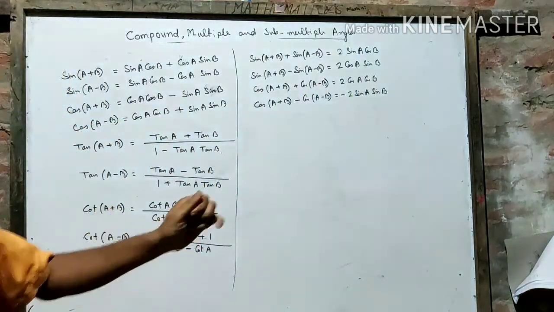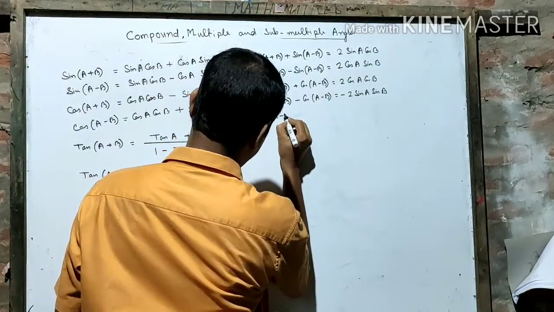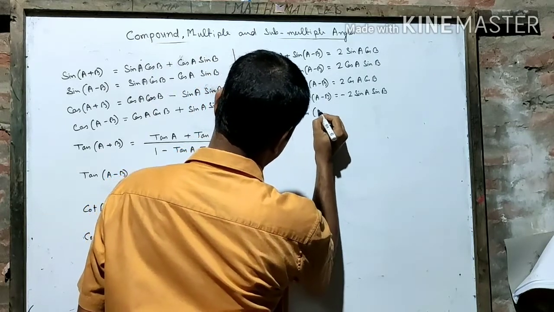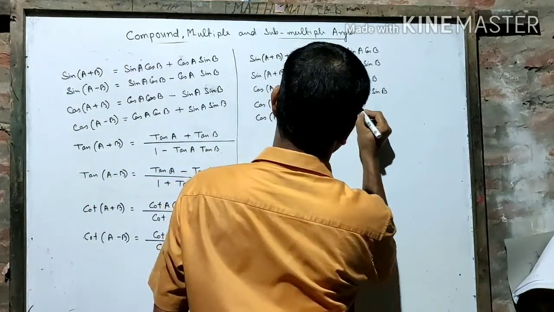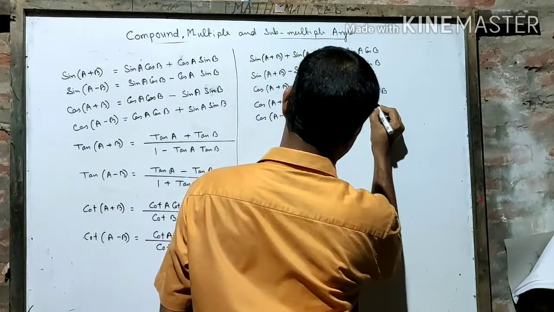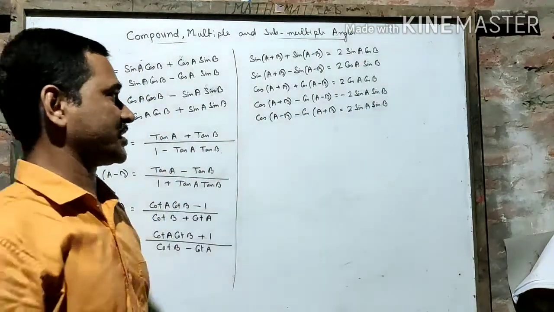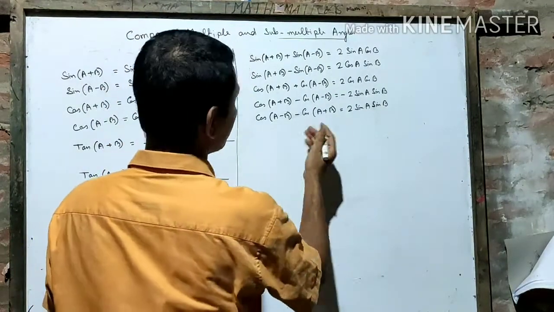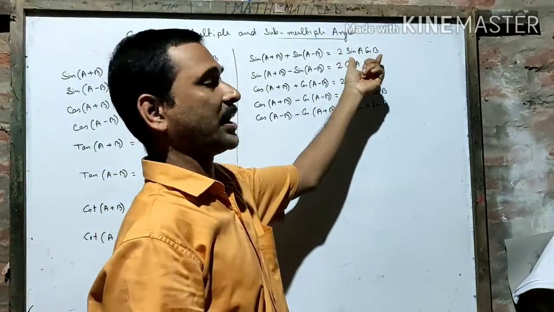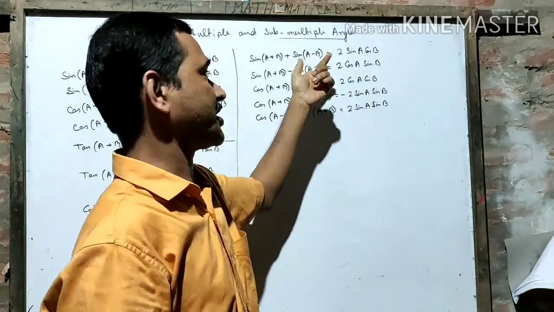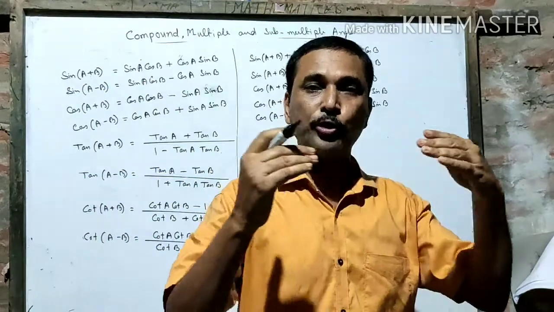By adjusting this negative sign, you may write this formula as cos(A − B) − cos(A + B) = 2 sin A sin B. We will use the formulae from both sides. Sometimes we will write 2 sin A cos B as sin(A + B) + sin(A − B), and sometimes we will write sin(A + B) + sin(A − B) as 2 sin A cos B. So you have to remember both ways.